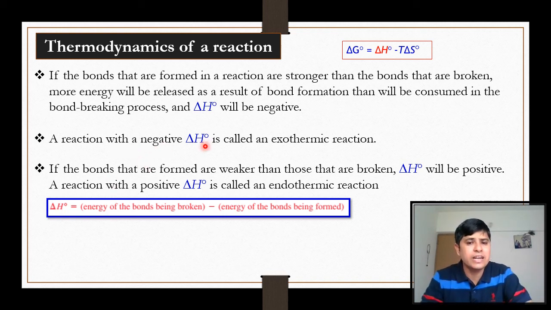A reaction with a negative delta H is called an exothermic reaction. If the bonds that are formed are weaker than those that are broken, delta H0 will be positive, and a reaction with a positive delta H0 is called an endothermic reaction. So in an endothermic reaction, the energy of the bonds being broken will be more than the energy of the bonds being formed. That is an endothermic reaction.